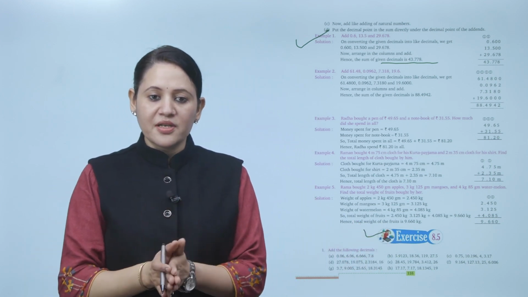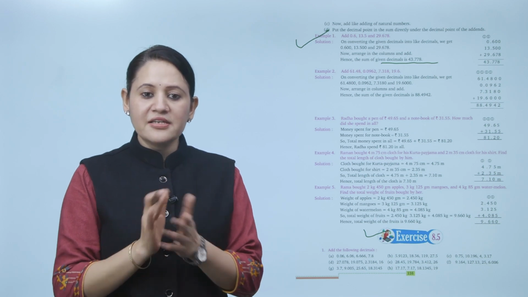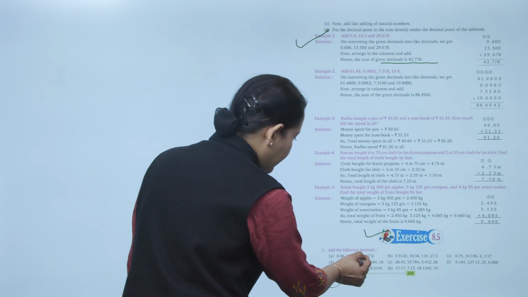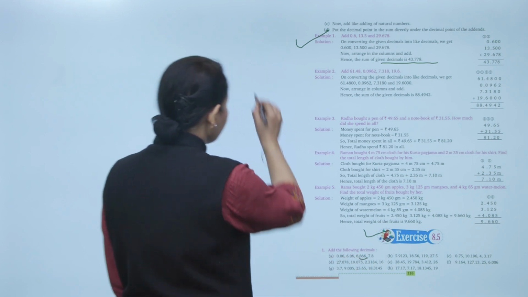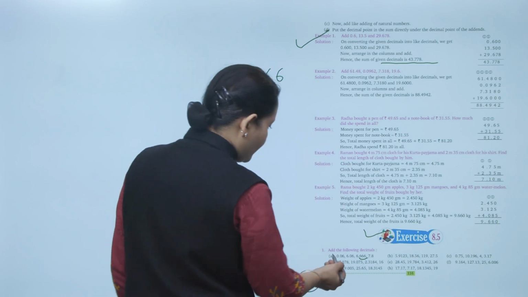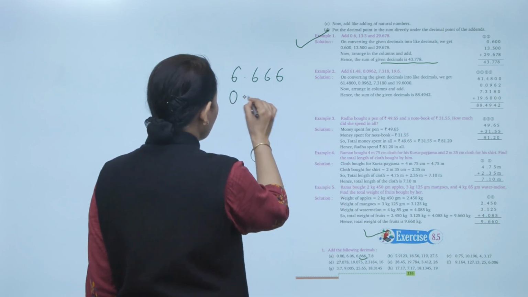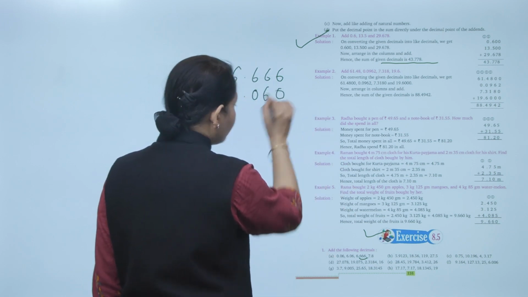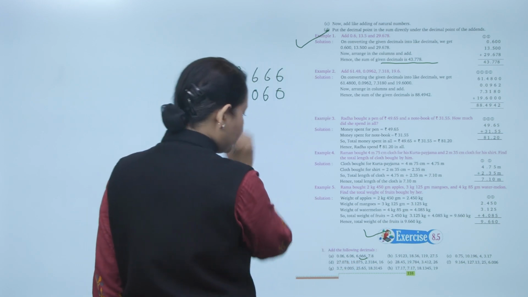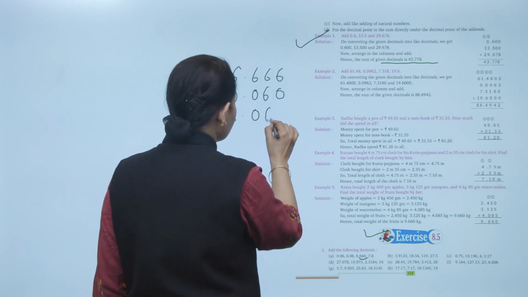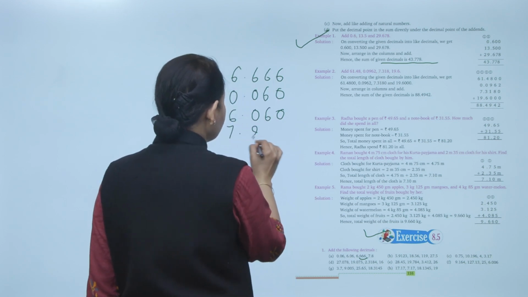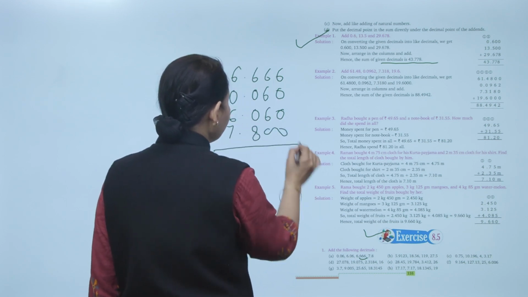Next is exercise 8.5. Add the following decimals. To add the decimals, first we'll convert into like decimals. So the maximum number of decimal places is 3. So the first one will be 6.666. Next is 0.060, then 6.060. And the last one is 7.800. Now we'll add them.